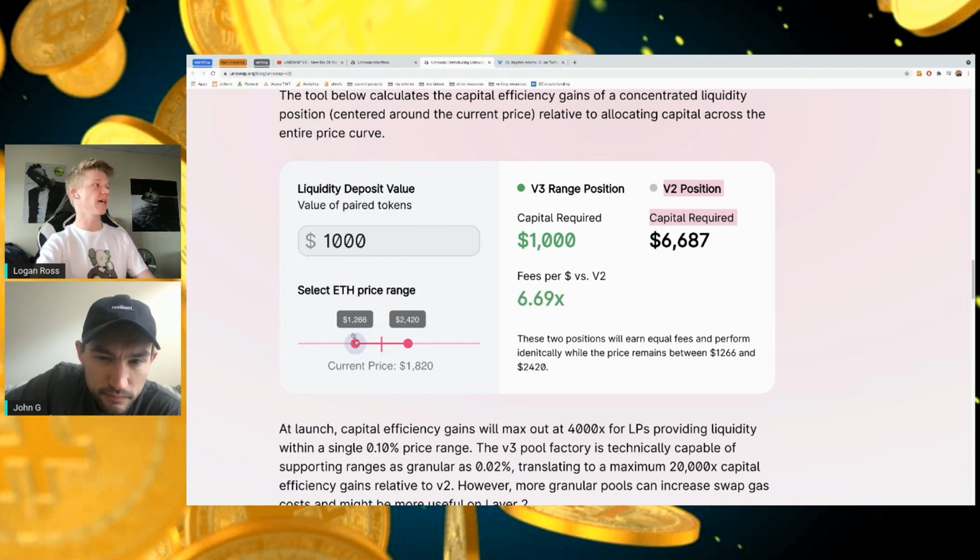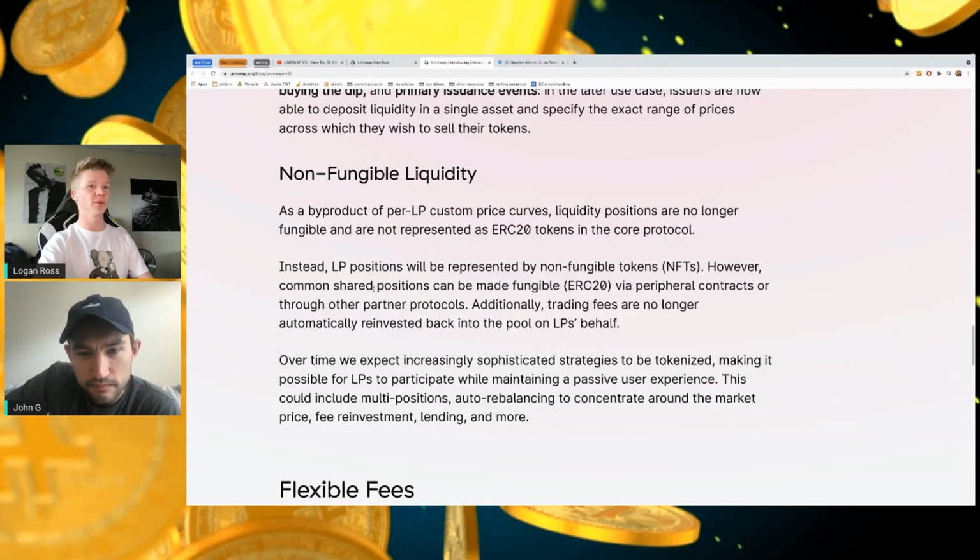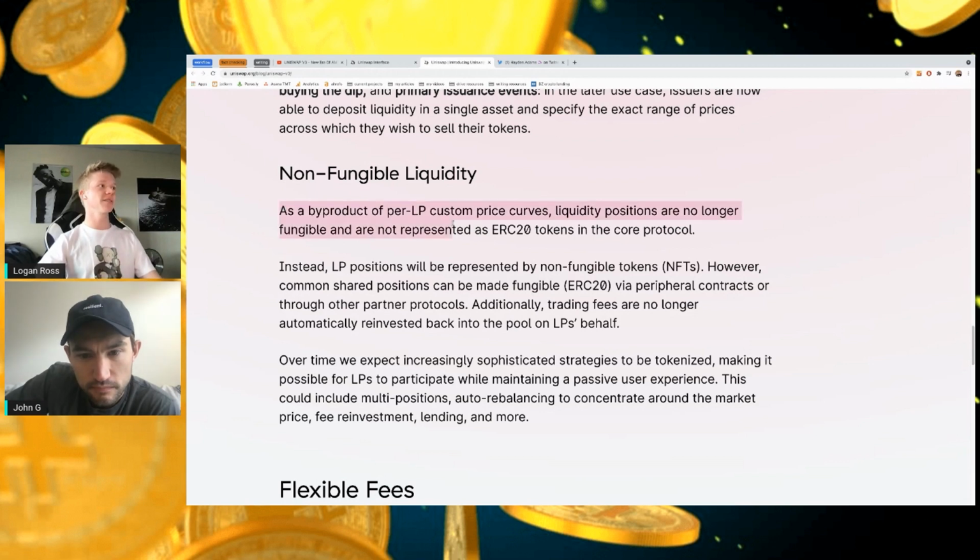But when you do set your price range for your concentrated liquidity, what I think is really cool is that Uniswap represents that with an NFT. And this is, I think, really crazy for the future of NFTs and of finance in general. So as a byproduct of per liquidity provider custom price curves, liquidity positions are no longer fungible and are not represented as ERC20 tokens in the core protocol. Instead, they have to be represented by non-fungible tokens, NFTs. Common shared positions can be made fungible via peripheral contracts or through other partner protocols, and trading fees are no longer automatic.